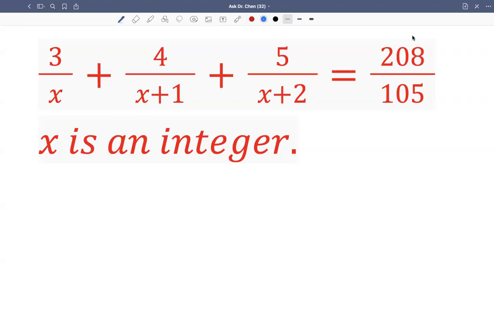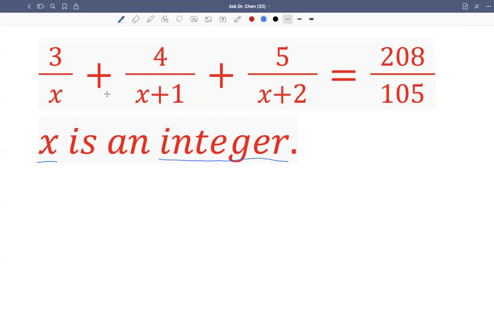Let's see this question. The key of this question is x is an integer. So we don't really want to do the normal way, to find the least common denominator, then solve for that. We could do that, but because x is an integer, we could find a possible range of x.